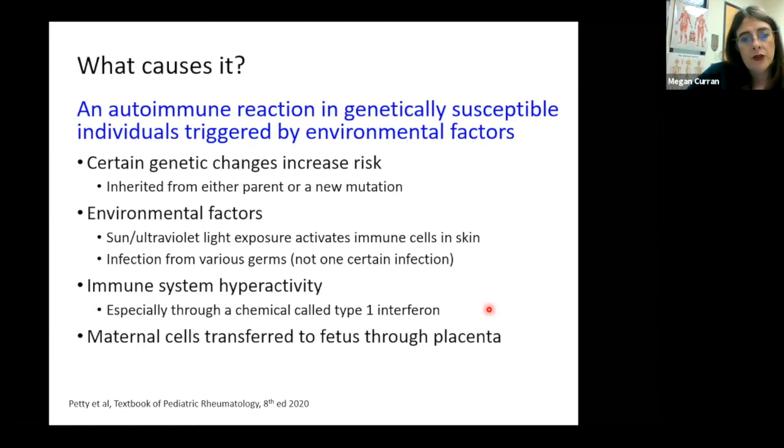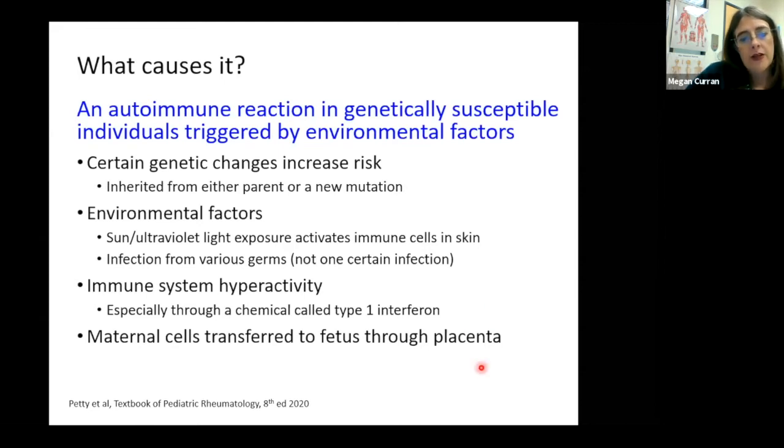We know that patients with myositis have hyperactivity of the immune system. So some of those pathways that cause the immune system to turn on, like the accelerators, are actually working too hard. And maybe some of the genes and pathways that are brakes that tell the immune system to slow down aren't working well. And there's especially a chemical pathway called type 1 interferon that we think is overabundant or too active in patients with juvenile myositis.